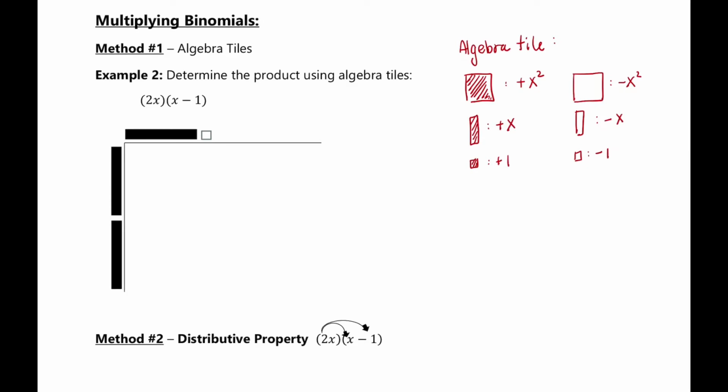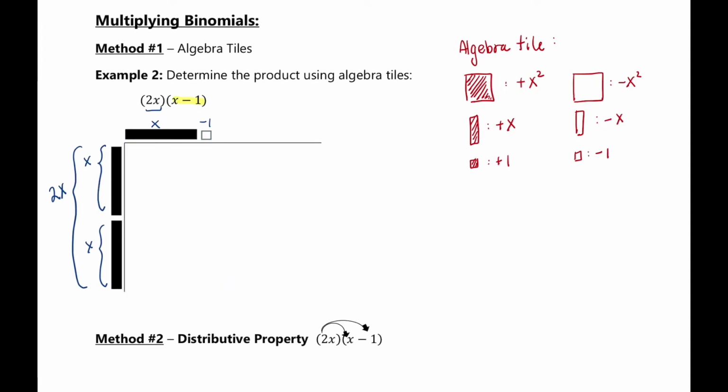We're going to use this tile to represent the multiplication of two binomials. 2x. So basically this is an x bar and this is another x bar. So in total, this is 2x. Same here, this is an x bar, and notice that this is an unshaded mini square, that is negative 1. Just like this one. So essentially, we're looking for the area of the rectangle.